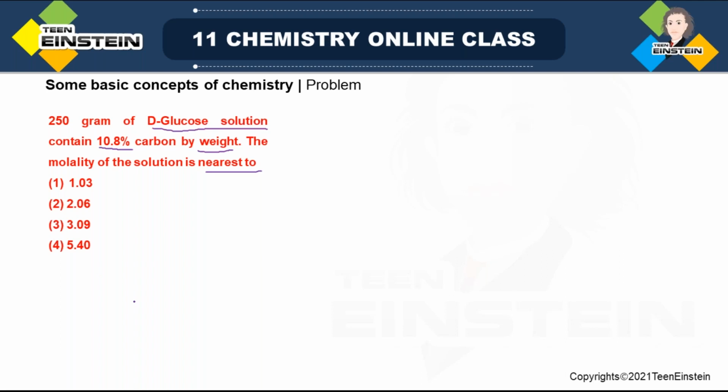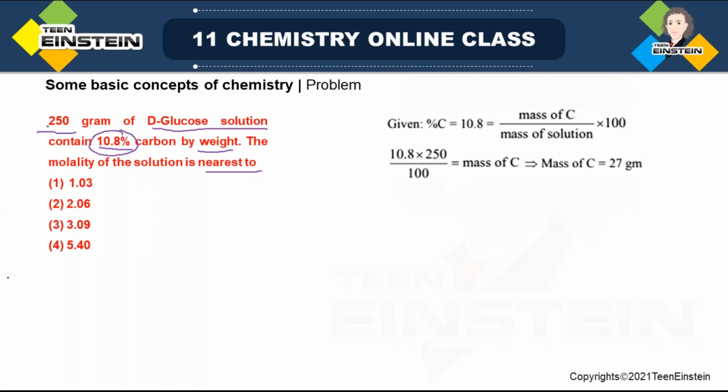So D-glucose, first we'll see as percentage is given and total mass is given. This is the mass of the glucose. So 10.8% of 250 will actually give you the weight of carbon. Once you know the weight of carbon, if you divide it by the atomic mass of carbon, you will get the number of moles of carbon. Once you know the number of moles of carbon, you can also calculate the number of moles of glucose. Just as we have done in the previous problem.